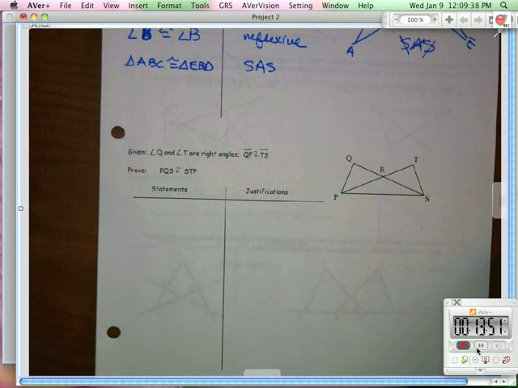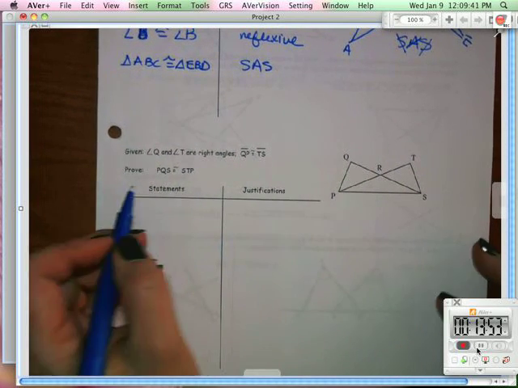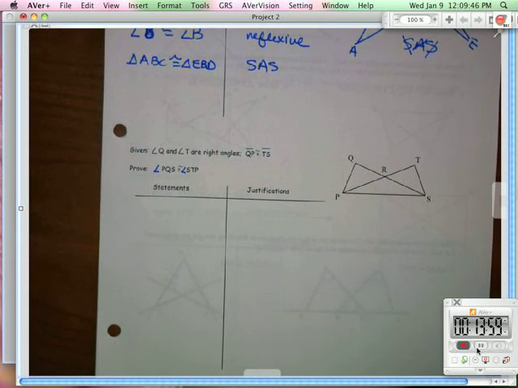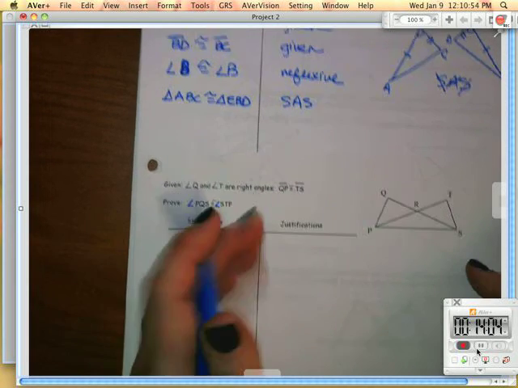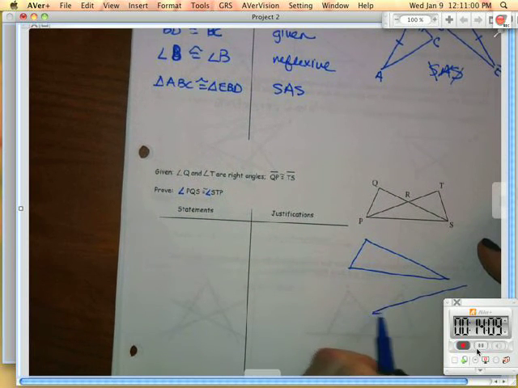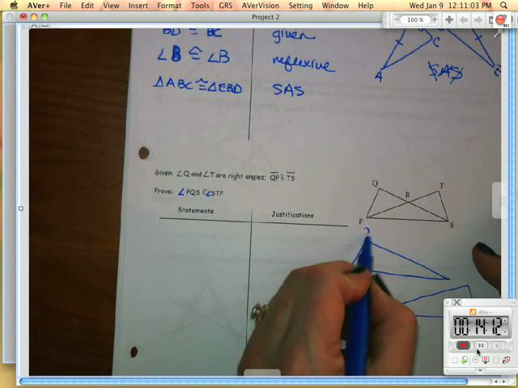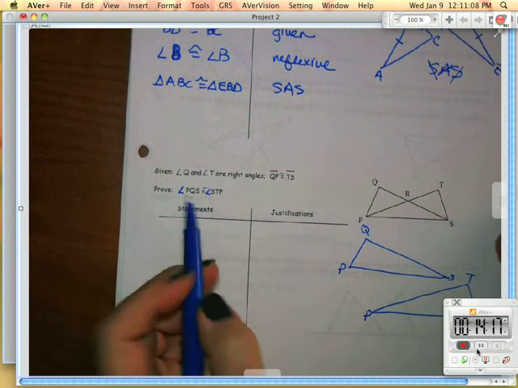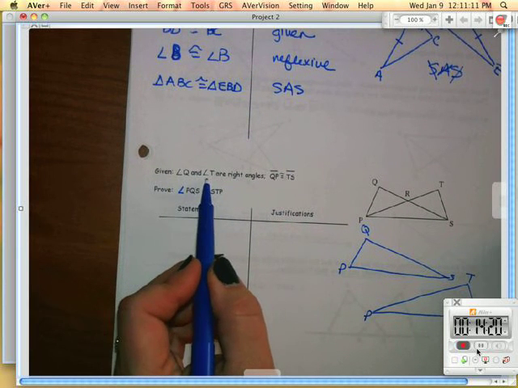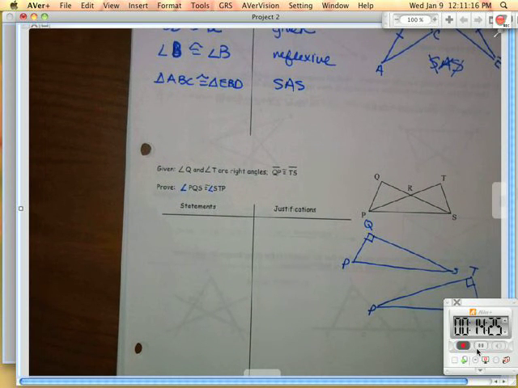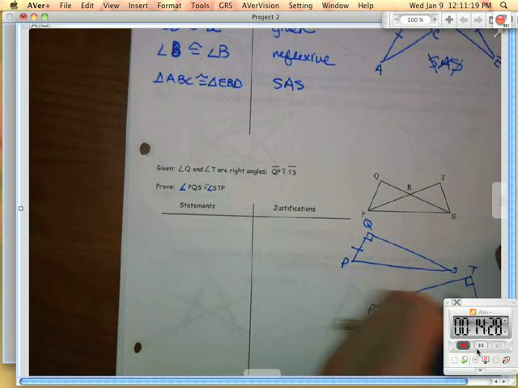Let's see what we have here. Let's split this up. I need to prove that angle PQS is congruent to angle STP. Okay, so instead of actually writing out the proof, I just want you to split up the picture and let's mark them both up with what we know is congruent. So I'm going to say this is QSP and TSP. They told me that angle Q and angle T are right angles, so I'm going to mark those. Okay? And then they said that QP is congruent to TS.